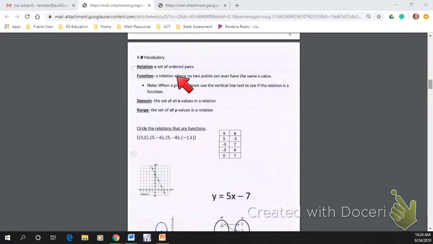So, what's a function? A set of ordered pairs. Nope, that's a relation. A relation of ordered pairs where no 2 points have the same x value. It says, note, when a graph is given, use the vertical line test. Okay, domain and range, we already talked about those a little bit. So now we're going to look down here at all these relations, and we're going to determine which ones of them are functions. Okay, so let me scroll so we can see that a little bit better.